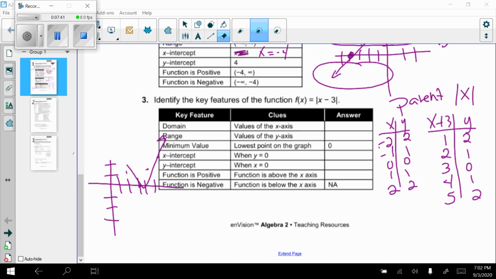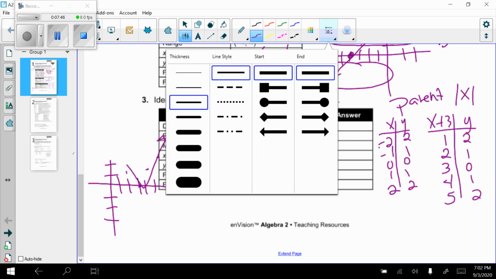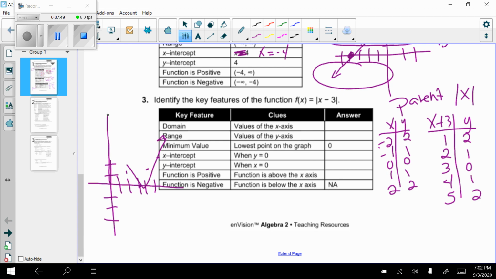Sorry, I need to draw my graph a little bit better for you so that it's more accurate. There we go. Okay, the domain, the values of the x-axis. Again, this is what I can plug in for x. Notice that we can plug any number that we want in for our x. So -infinity to infinity.